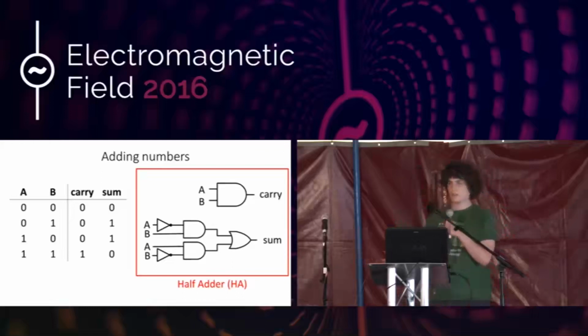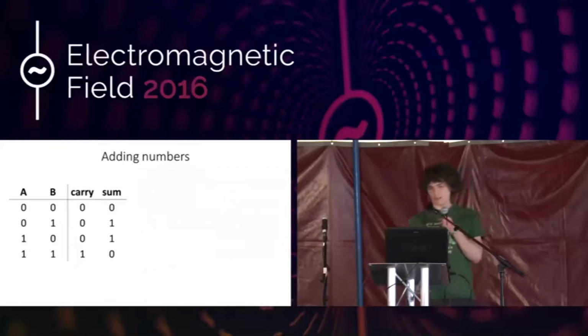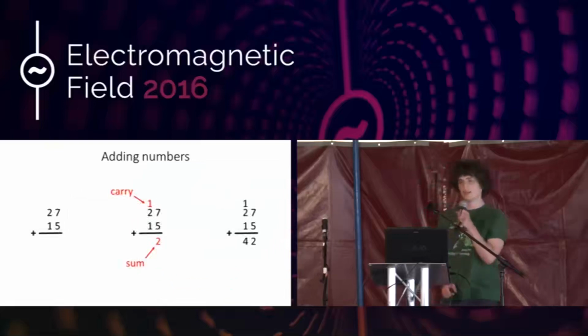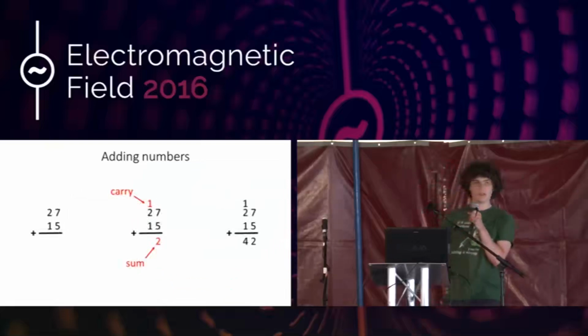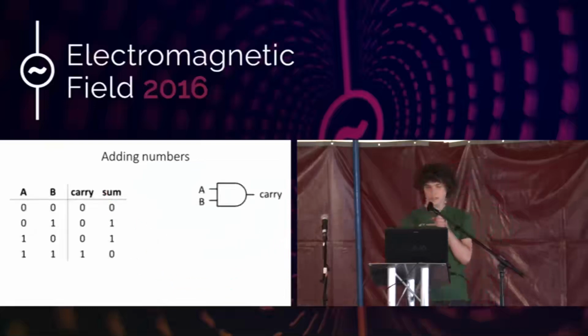So now we can add two numbers, but if we look back at this slide, then you see that in the last step, we actually have to add three numbers. You have your two original numbers, and you have the carry. So we need a way to add three numbers.